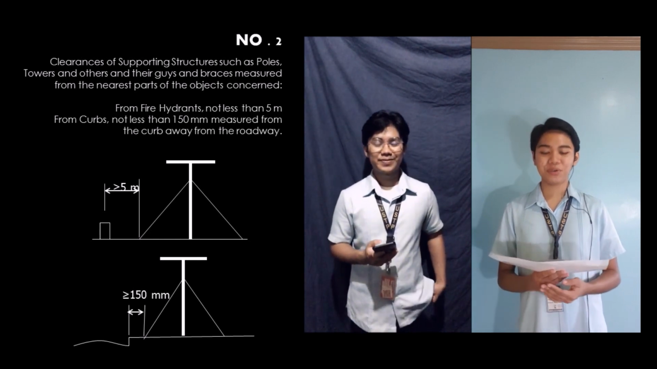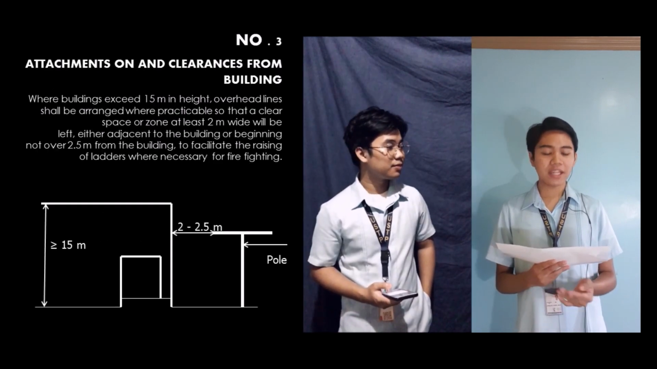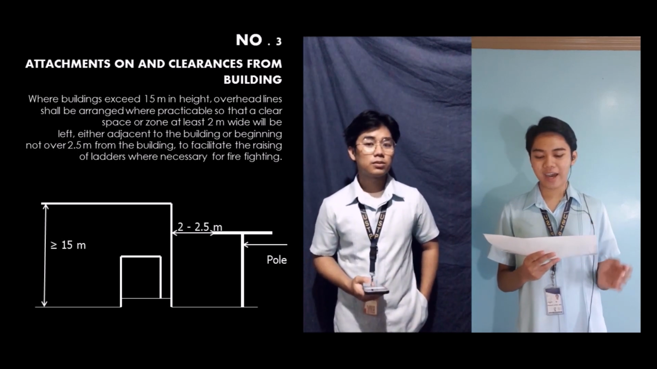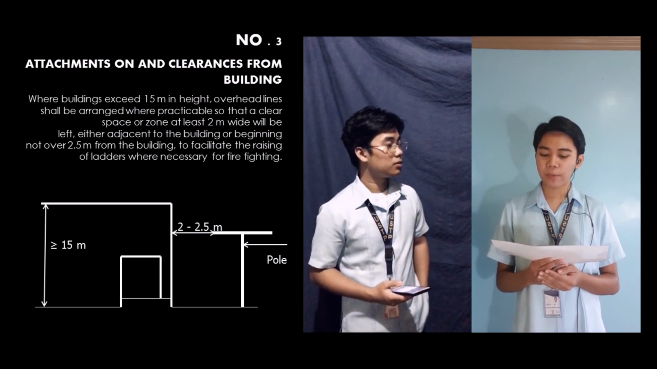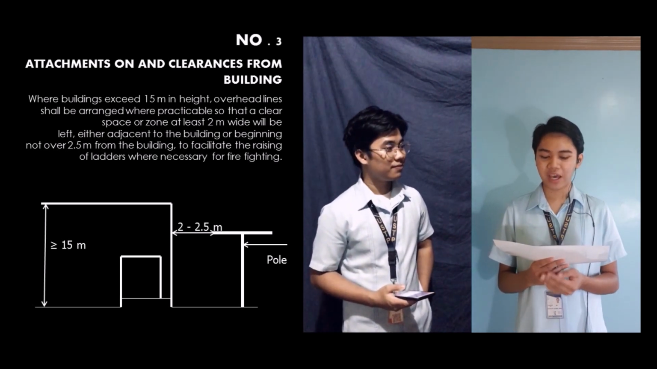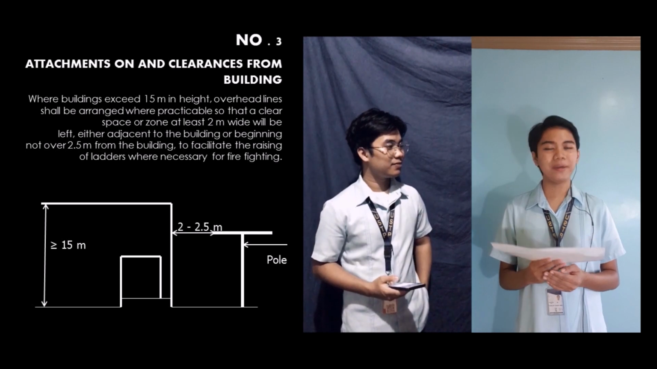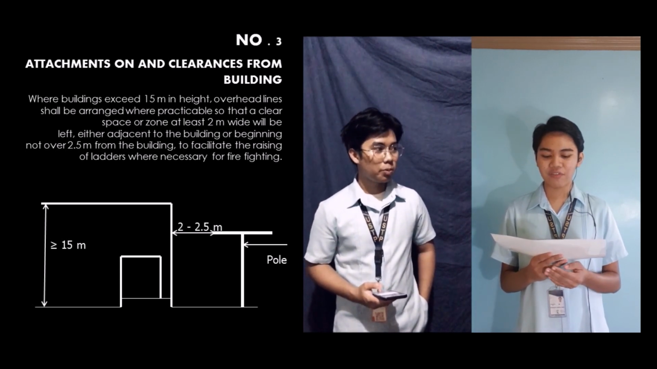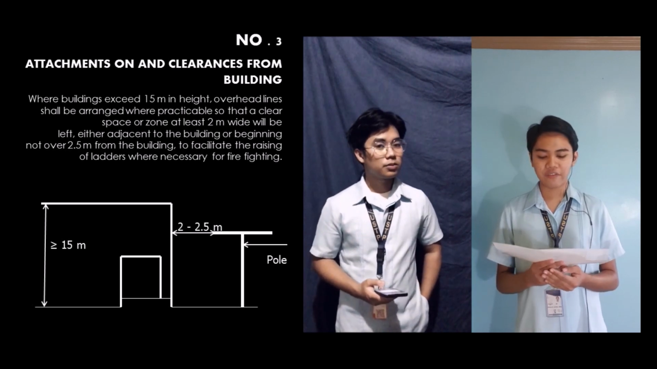Okay, so let's proceed to rule number 3. Attachments on and clearances from buildings. Where buildings exceed 15 meters in height, overhead lines shall be arranged where practicable so that a clear space or zone at least 2 meters wide will be left, either adjacent to the building or beginning not over 2.5 meters, to facilitate the raising of ladders where necessary for firefighting.